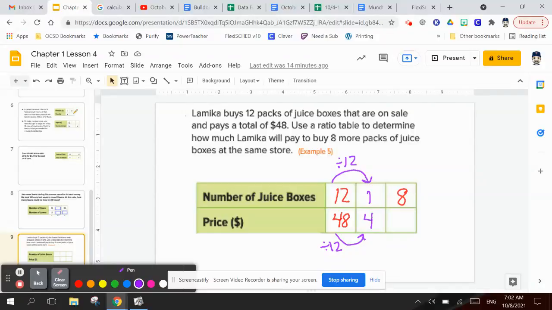Now I want to know how much 8 is. So I go from 1 to 8. My number is getting larger, so I multiply. What do I multiply 1 by to get 8? It's the same number, which is 8. So I go back down to the bottom number and do the same thing, and I multiply by 8. When I multiply, 4 times 8 is 32. So it's going to cost $32 for 8 boxes of juice.